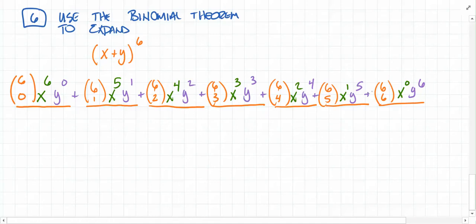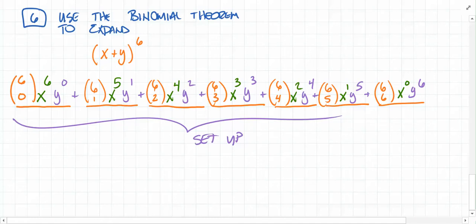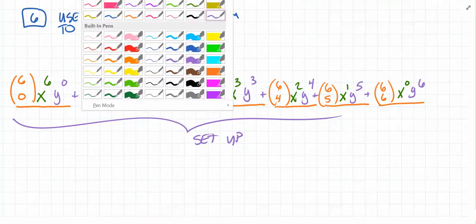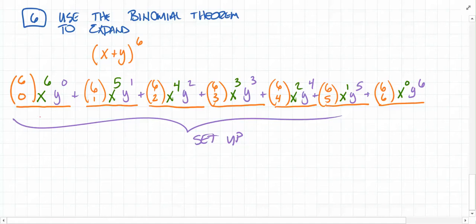Okay? This right here is what I call the setup. There's the setup phase, and then there is the cleanup phase. So we're going to actually go clean this up now, okay? We actually have to compute all of these. So what is 6 choose 0? We know that one already. Yeah, that one's a value of 1, right? So all we're left with, we'll go ahead and use pink. So this entire term becomes what? Let's see here. 6 choose 0 is 1. Y to the 0 is 1, so this just becomes what? X to the 6th. Good, I'm done with that one.